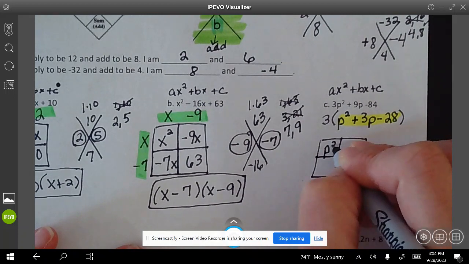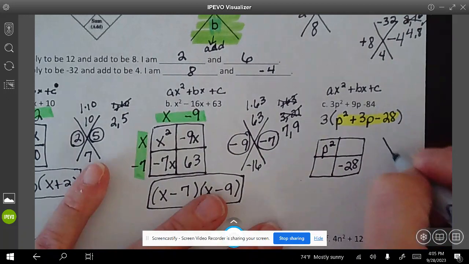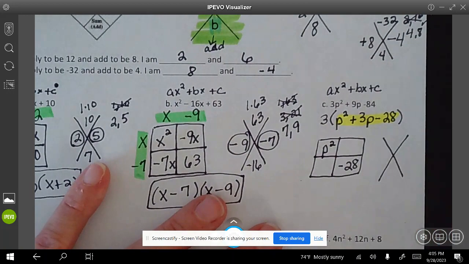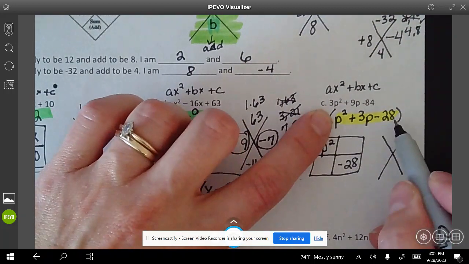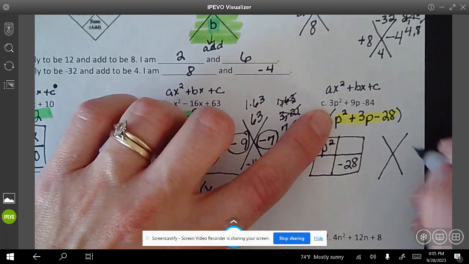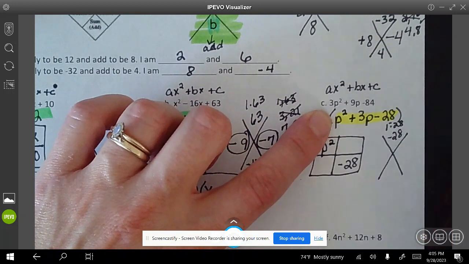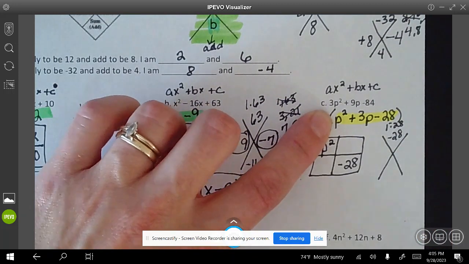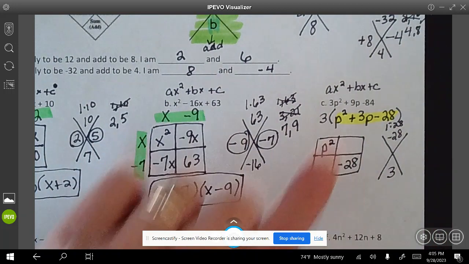P squared, that's one end. The other end is negative 28. We draw our x. Okay, remember we're multiplying a times c. That's 1 times negative 28, which is negative 28. I'll write that up here for you. 1 times negative 28, it's negative 28. And then in the bottom, we're adding to get the b, which is 3.